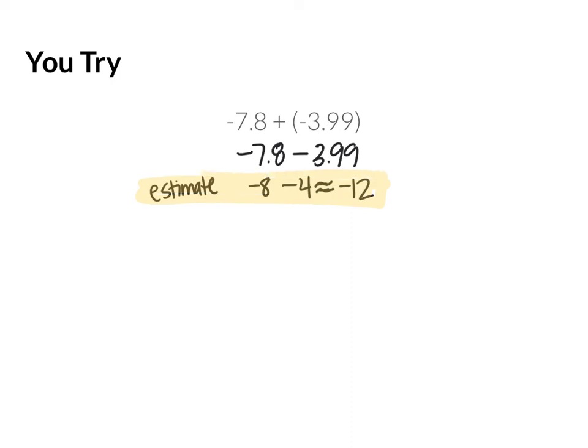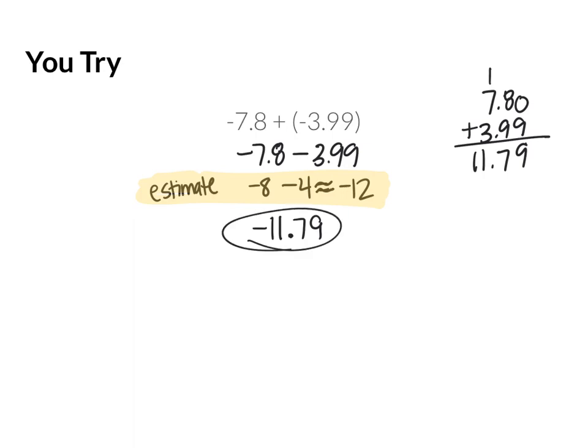Now I'm going to do my actual solving over to the side. 7 8/10, 3 99/100. And since they're both being taken away, or both negatives, I'm going to combine them by adding. I've lined my decimals up for my common denominator, and I get 11.79. My final answer is a negative because I had negatives to start and I added more negatives in the end.